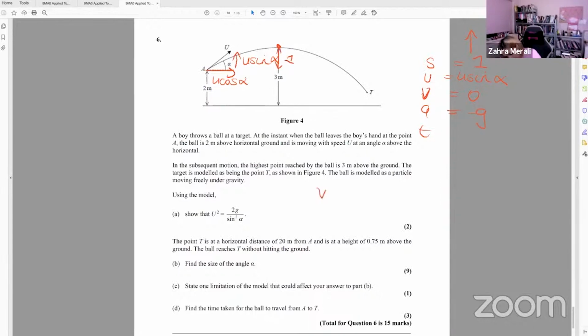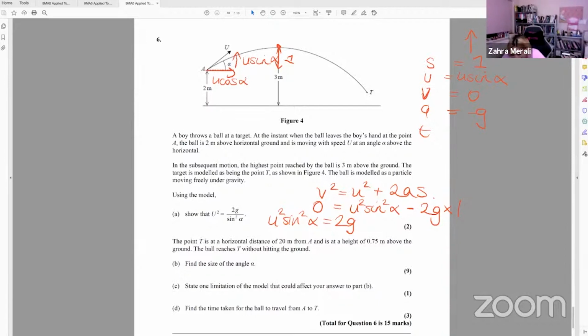So we've got V squared equals U squared plus 2AS. So 0 equals U squared sine squared alpha minus 2G times 1. We rearrange that and get U squared sine squared alpha equals 2G. Then we divide by sine squared alpha, and we're left with U squared equals 2G over sine squared alpha. So that's actually relatively easy, and that's quite nice.